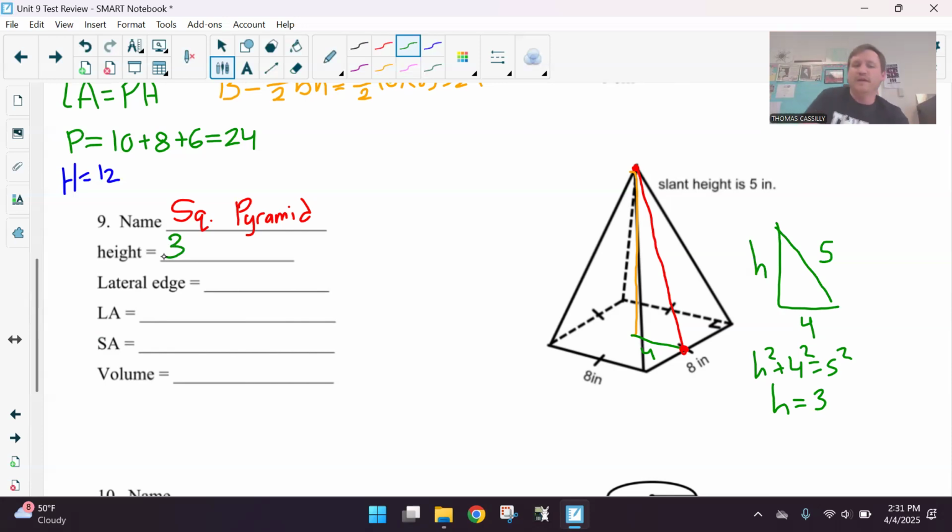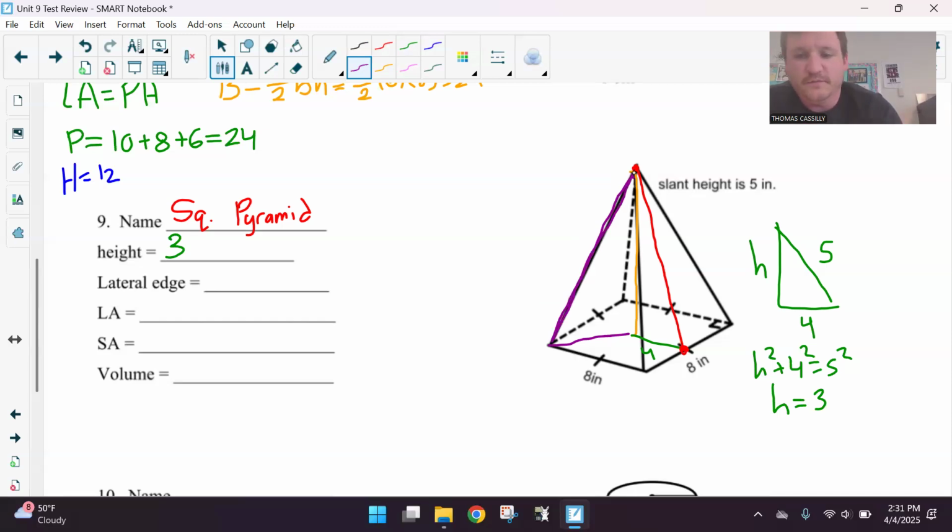All right, now the next one. The lateral edge, that is something that we have never talked about. So I'm going to save it for the test for you. This is not on your test, so don't ask me if this is on your test, but I'm going to do it anyway. All right, that is this piece right here.